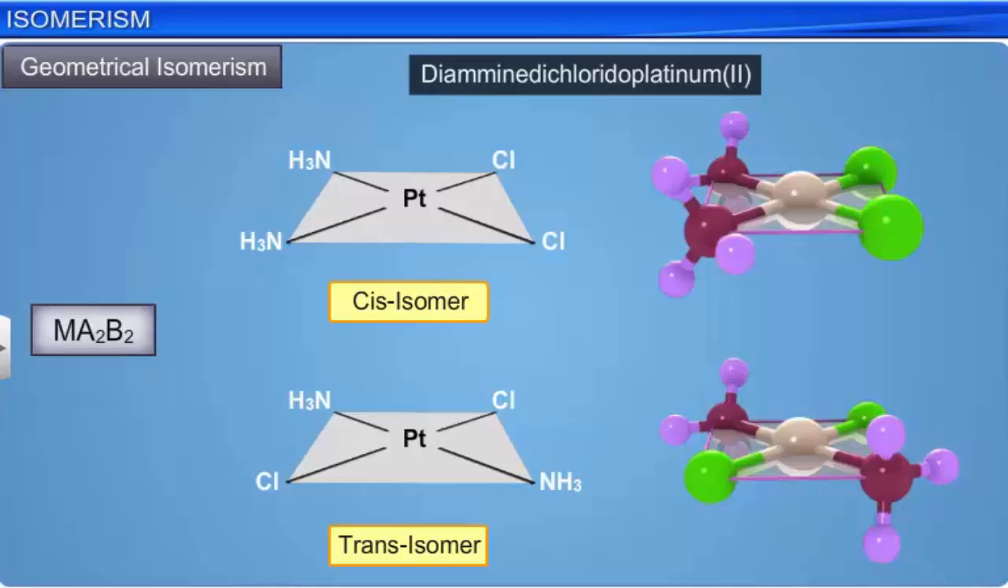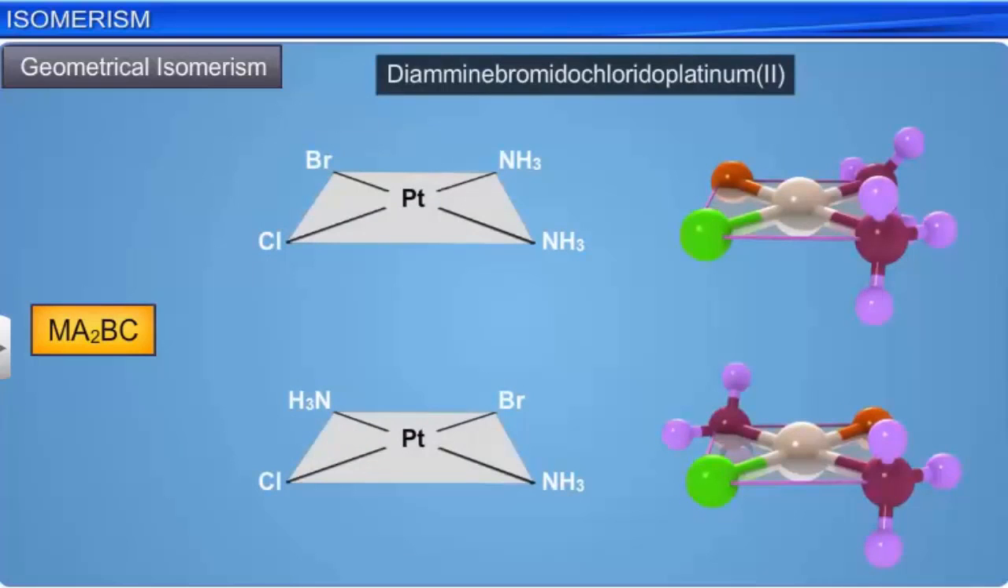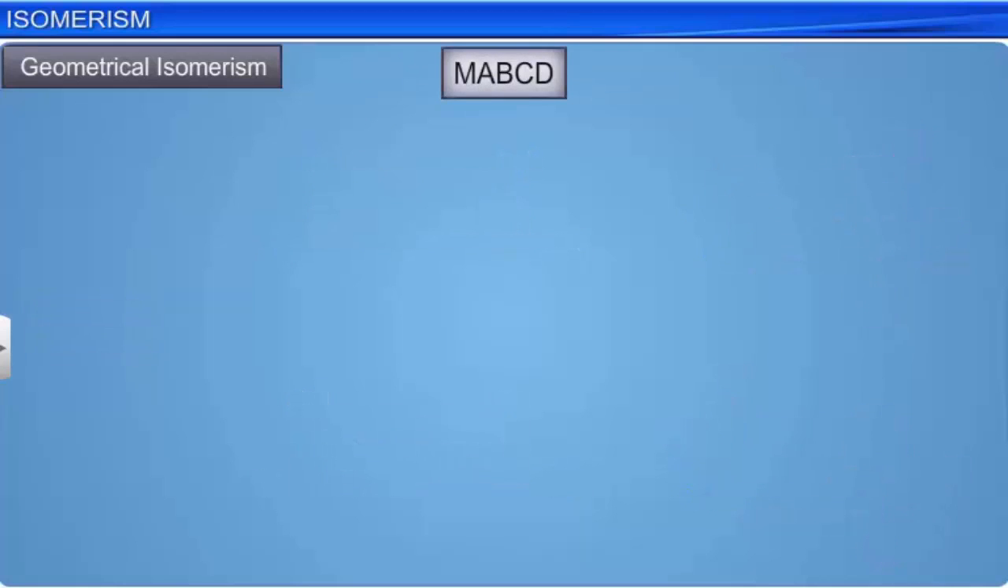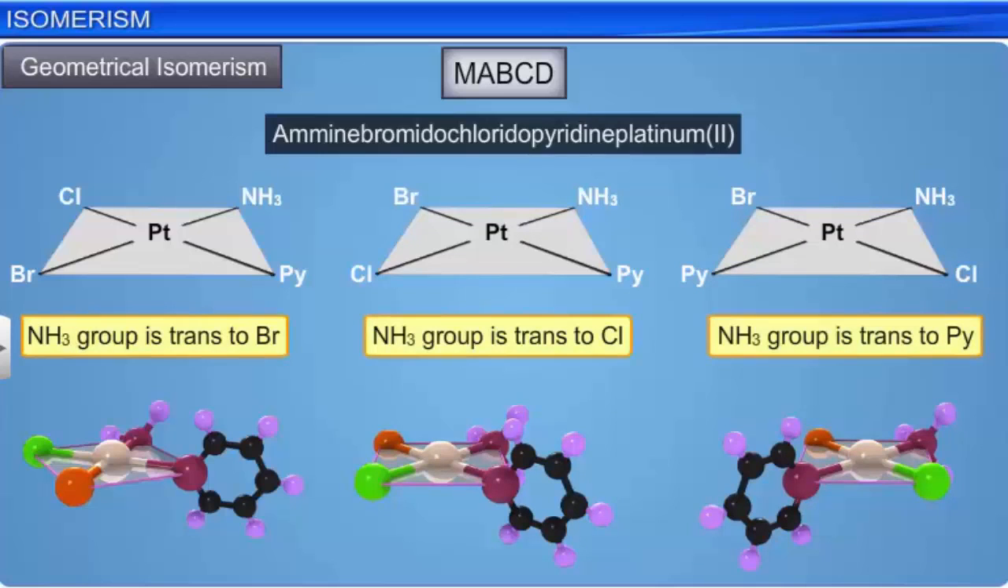The second complex is of the type Ma2bc. Diamine bromidochloridoplatinum 2 is an example of this type of complex. Another type of square planar complex is the Mabcd type. Platinum 2 forms a number of complexes of this type. Such complexes exist in 3 isomeric forms. For example, amine bromidochloridopyridine platinum 2. The 3 isomers of this complex can be seen here.